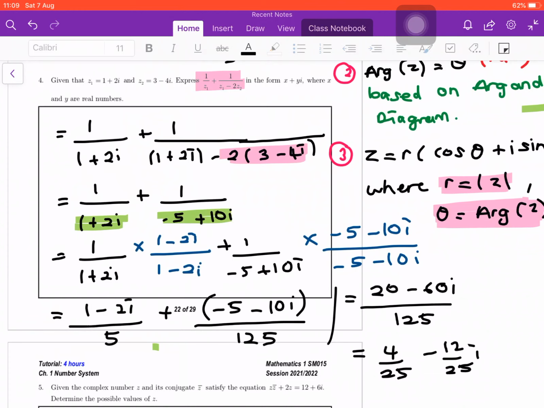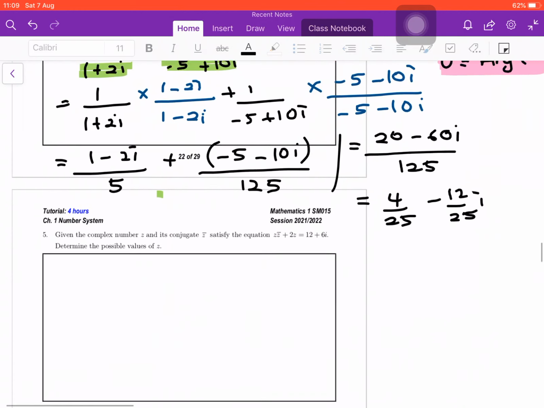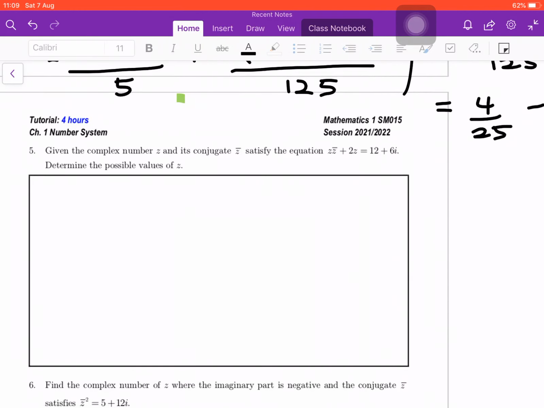Next question, number 5. Okay, number 5. So the question is, given the complex number z and its conjugate, satisfy the equation z bar plus 2z is equal to 12 plus 6i. Determine the possible values of z.